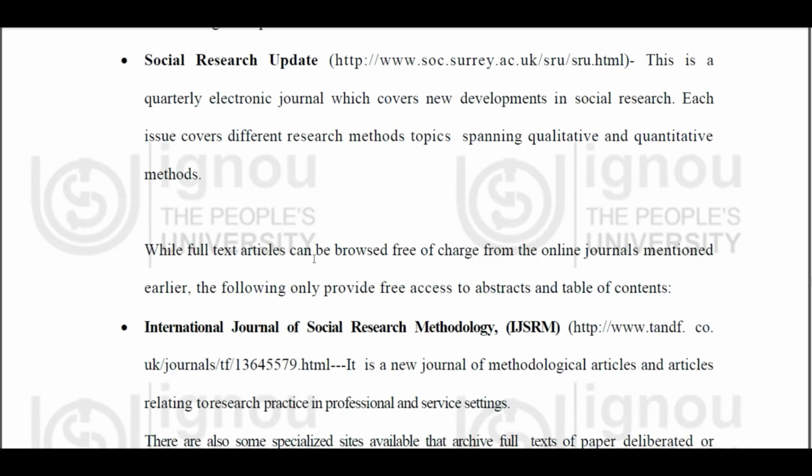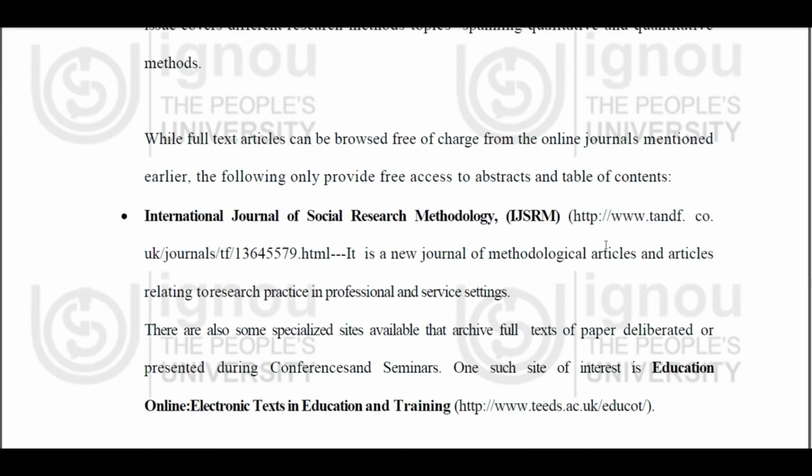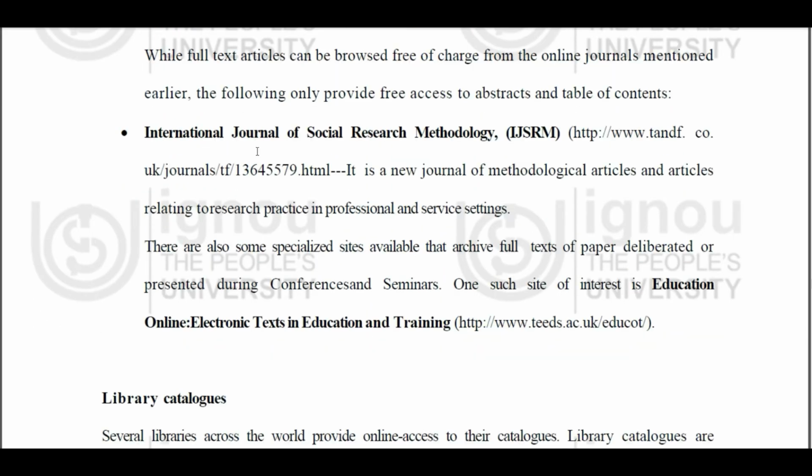While full text articles can be browsed free of charge from the online journals mentioned earlier, the following only provides free access to abstracts and tables of contents. International Journal of Social Research Methodology is a new journal of methodological articles and articles related to research practice in professional and service settings. There are also some specialized sites that archive full text of papers delivered or presented during conferences and seminars. One such site of interest is Education Online, electronic text in education and training.